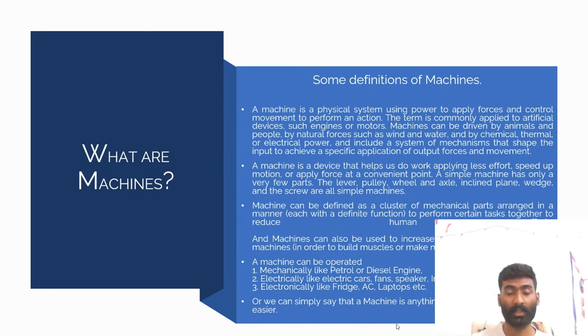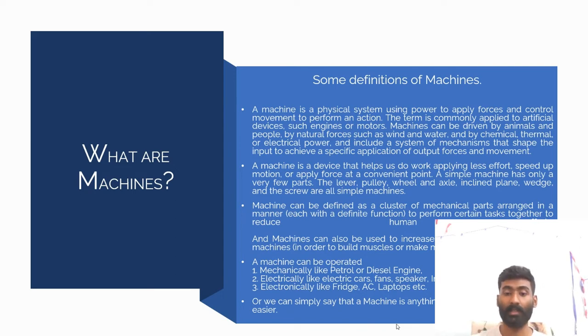And here is one more thing about machines, which you normally don't get to know from people. I don't know how I came up with this definition, but I think it's relevant. So here it goes. A machine can also be used to increase human efforts. Yes, that's true. I don't know if you have been to a gym, but when you go to the gym, you see the machines there. They increase your efforts to pull and to push, and these efforts help you build your muscles and make your muscles stronger. So I don't know if it's relevant, but it's true.